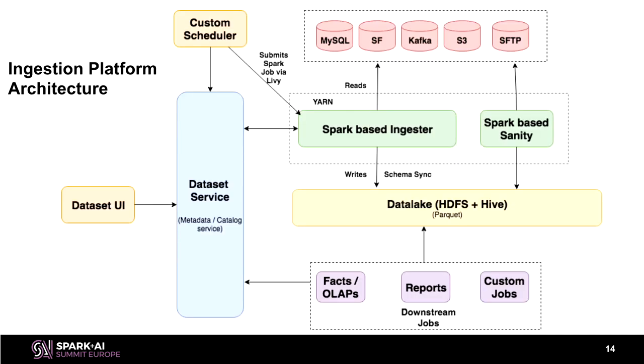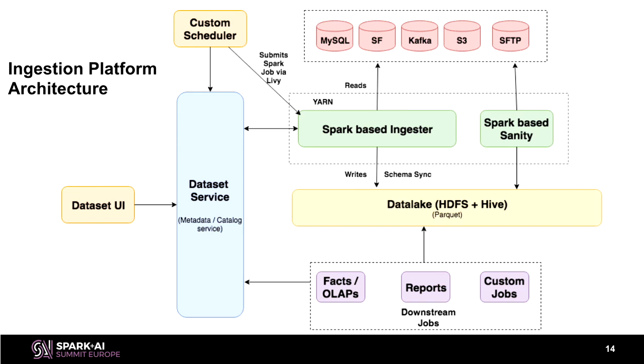So this is a high-level architecture of our system, how it looks. I'll quickly go through it and then zoom in on some of these components which are critical. On the left, we have the dataset service, which is a kind of metadata or catalog service. You can also call it a metastore. On top of it, we have a UI for easy onboarding to Data Lake. From the UI, you can just select a source, a database, a table, so you don't have to do any configuration manually.